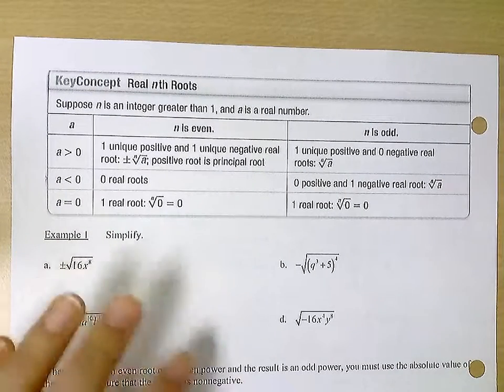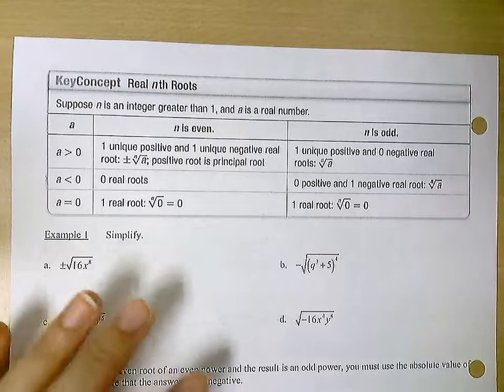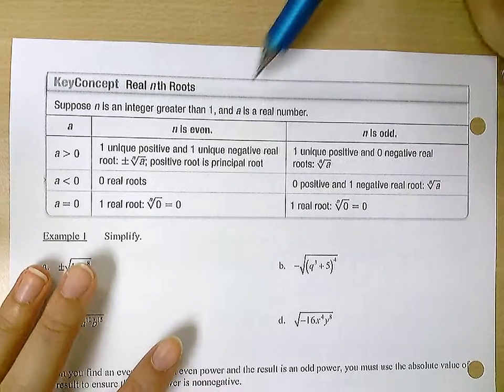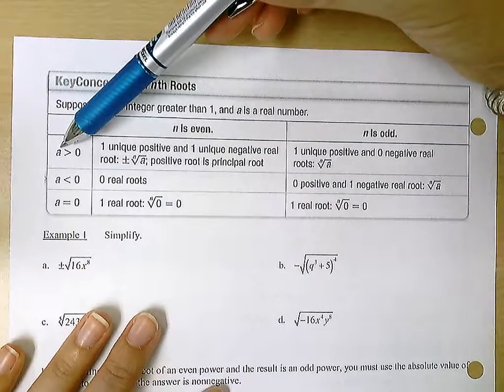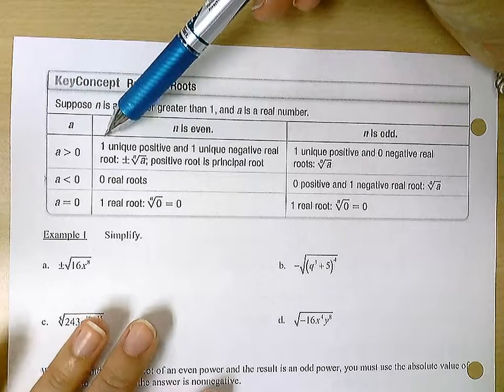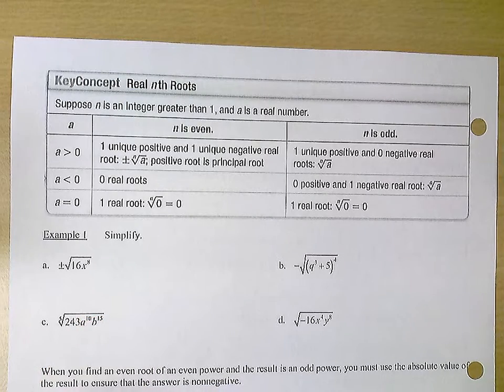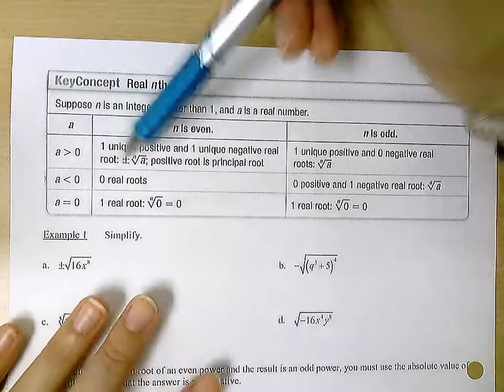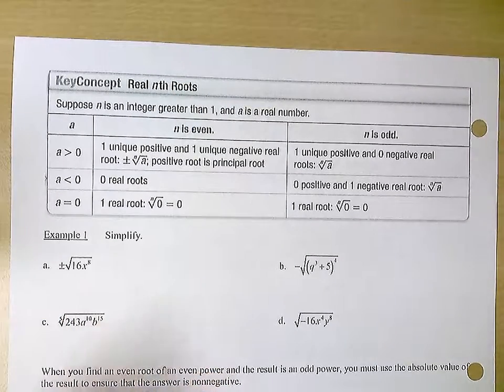We're almost to examples here. So suppose n is an integer greater than 1 and a is a real number. If a is greater than 0, you have one unique positive and one unique negative real root, or plus or minus the nth root of a. The positive root is the principal root.